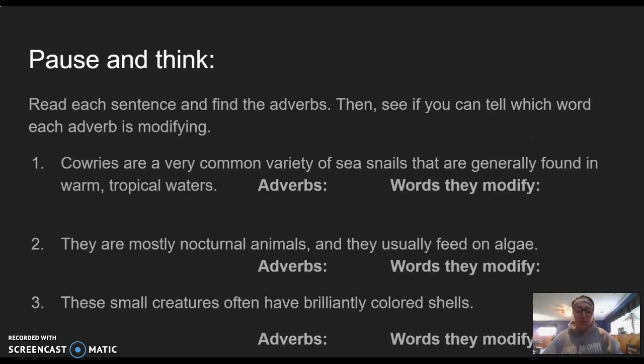All right, so let's do our little pause and think. These are the same as on the last page, just nice little examples. Read each sentence and find all the adverbs first, and then see if you can tell which word the adverb is modifying. So you're going to find all your adverbs and say, okay, is this adverb modifying a verb, another adverb, or an adjective, and where is that thing? All right, so I'll go ahead and have you pause the video.